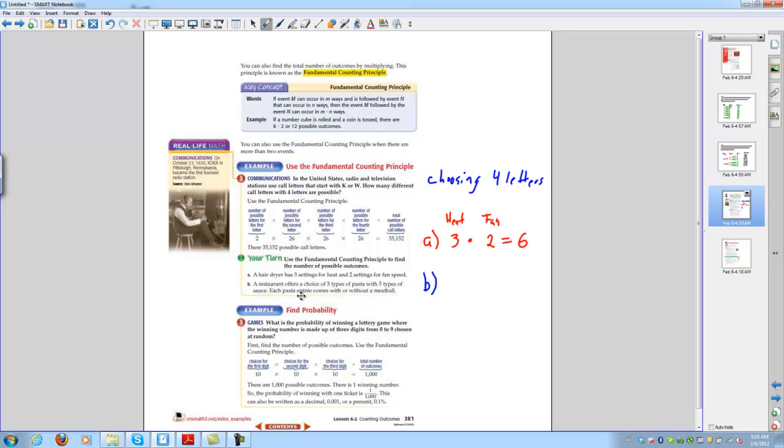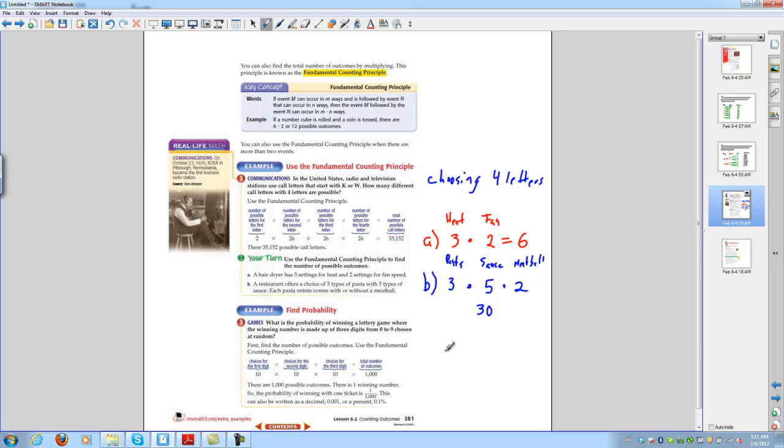For part B, a restaurant offers a choice of 3 types of pasta and 5 types of sauce. And then each pasta entree comes with or without a meatball. So I've got 3 choices for my pasta, I've got 5 choices for my sauce, and then I've got 2 choices for my meatball, either with or without. So if I multiply these together, 3 times 5 is 15, and 15 times 2 is 30. So there's 30 possible dishes that I could have.